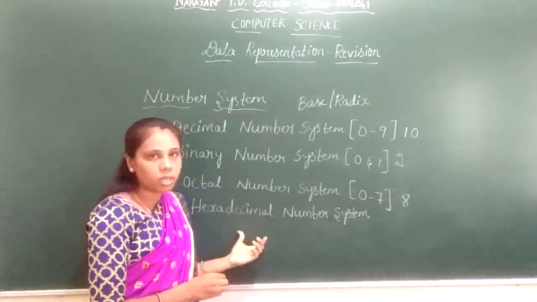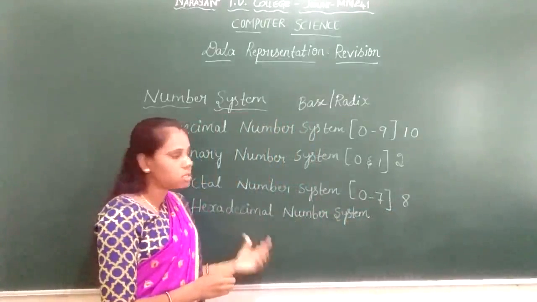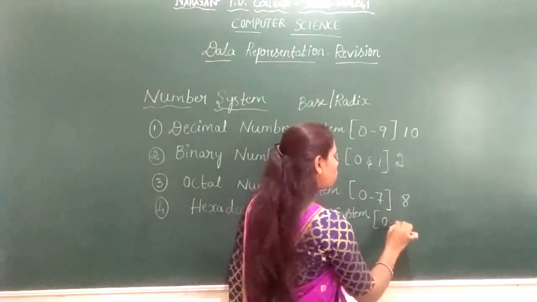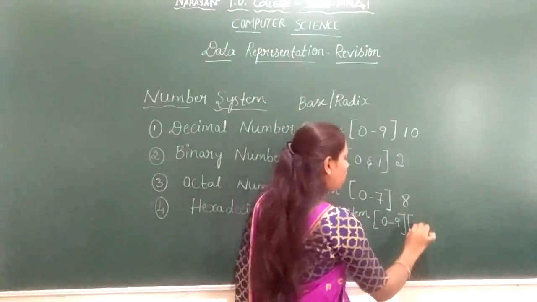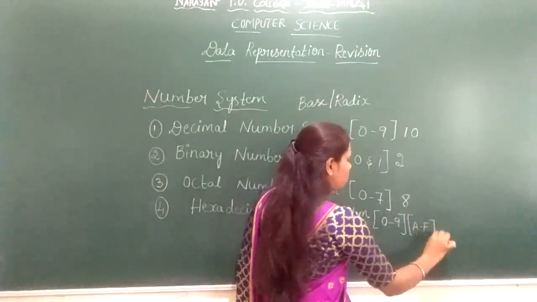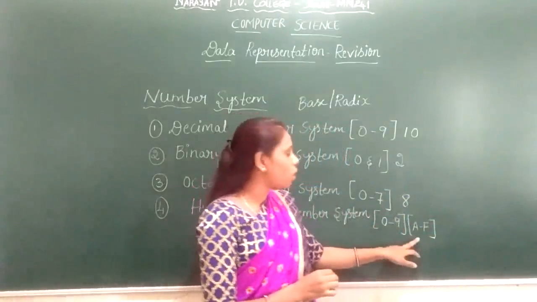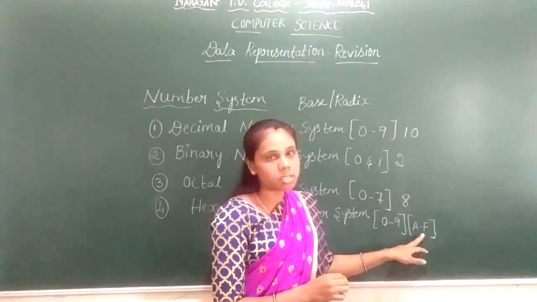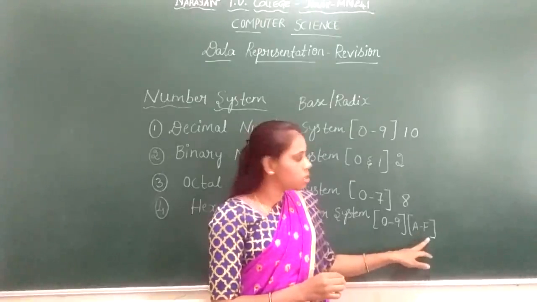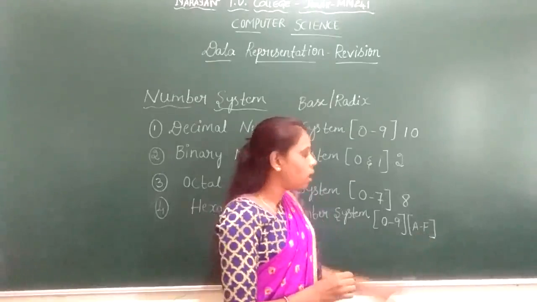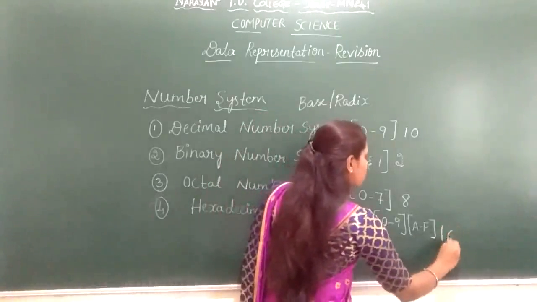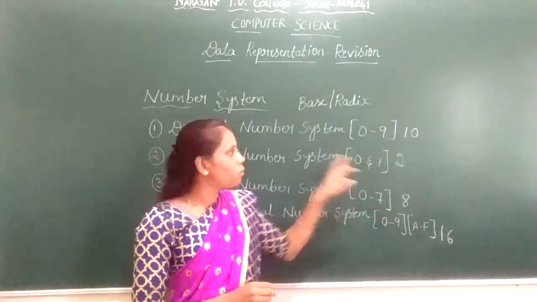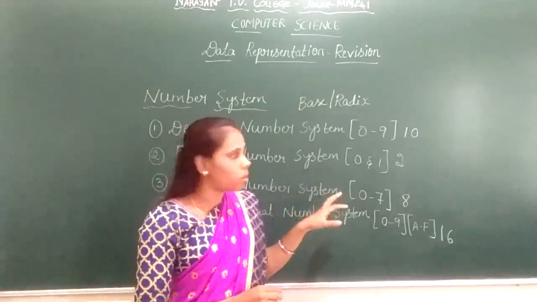Next, hexadecimal number system. Hexadecimal number system has the digits in the range from 0 to 9 and A to F. 0 to 9 digits and alphabets from A to F. A stands for 10, B is 11, C is 12, D is 13, E is 14 and F is 15. Hence the base of this number system is 16. So you should know these base values for your next conversions or any problems.